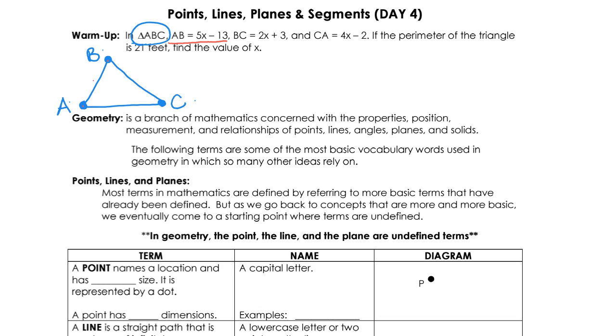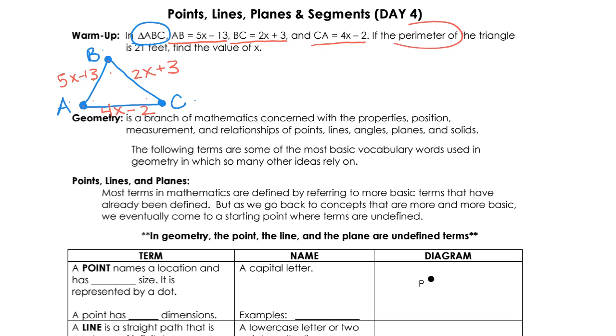If we continue on, they tell us to say that between A and B, which is this side right here, is 5x minus 13. BC is 2x plus 3. So between the letters of B and C, this side is 2x plus 3. Sides in a triangle or any figure always go on the outside of the figure, whereas if they give us expressions for angles, they go inside our figure.